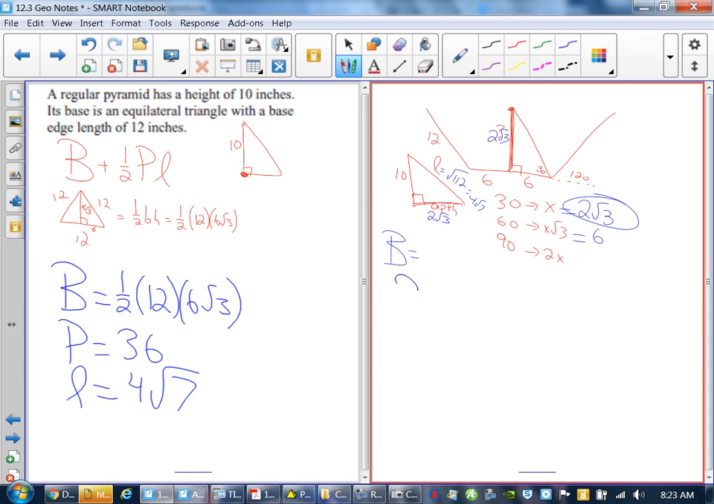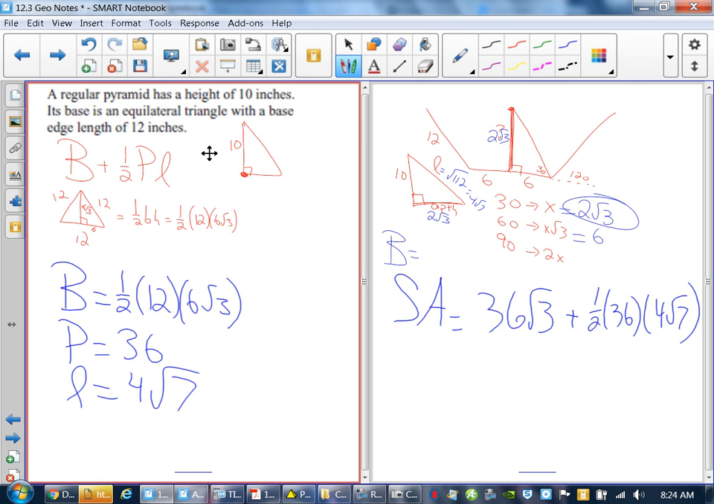So our surface area is 36 root 3 plus 1/2 of 36 times 4 root 7. 36 root 3 is half of 12 times 6 root 3. Half of 12 is 6. 6 times 6 is 36. And I just kept it in the radical form before I went on for that. Then you just type it in.